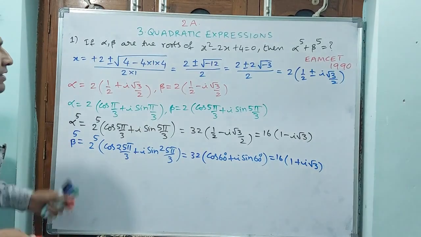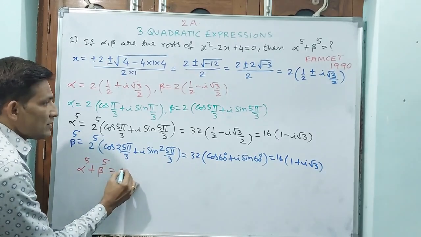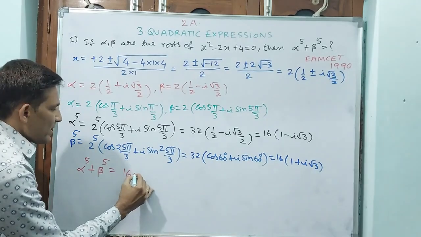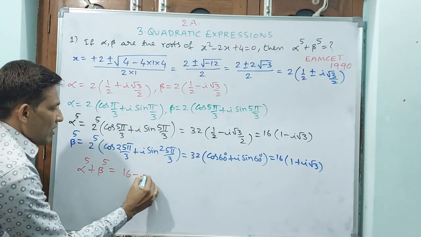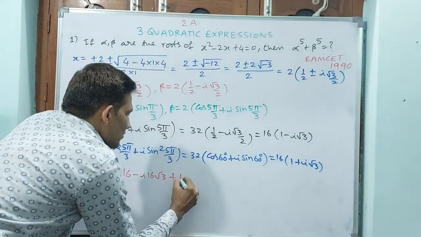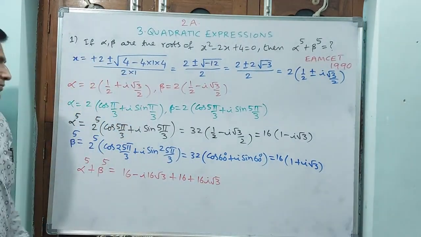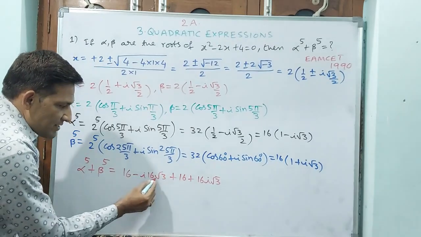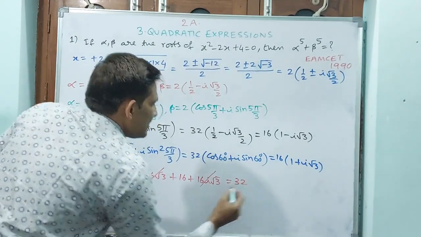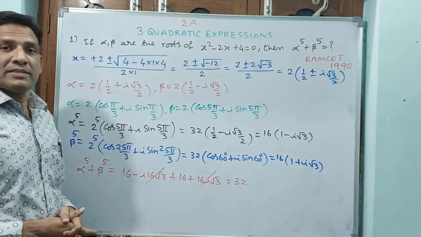Let us add: alpha to the power of 5 plus beta to the power of 5 is equal to 16 minus i 16 root 3. 16 I have sent inside, because I am adding, plus 16 plus 16i root 3. Minus i 16 root 3 plus i 16 root 3 cancel, so 32 will be your answer. Take this. We will go for the second question.